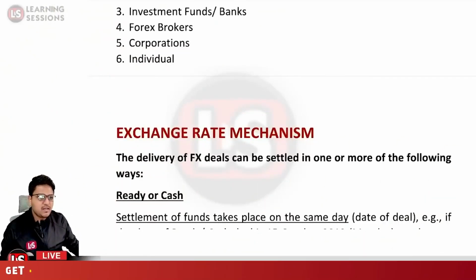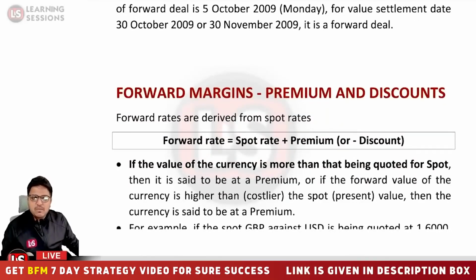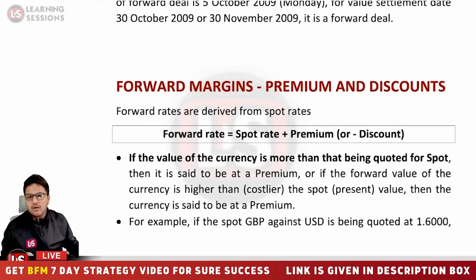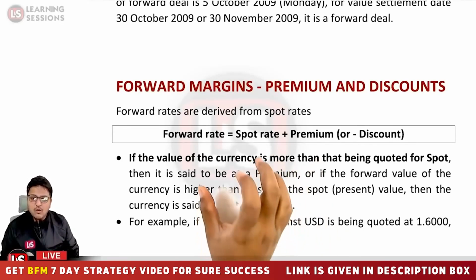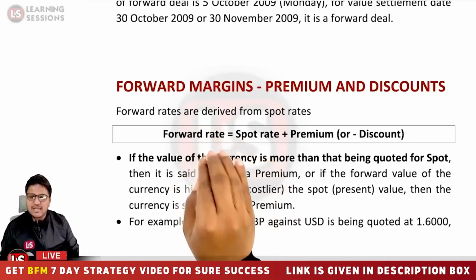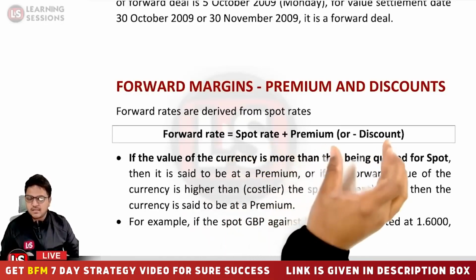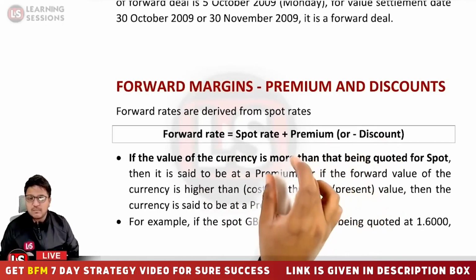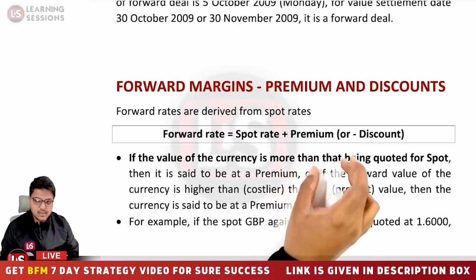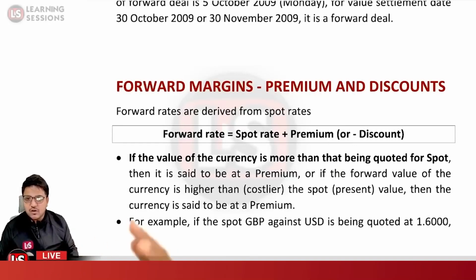Now let us have a look at the other aspects of it. So it is related to forward margins, premium or discount. Now how do we calculate the forward rate? The simple line over here says that the forward rate is calculated from the spot rate itself. So it will be the spot rate plus or minus the premium or discount. Now what is the premium and what is the discount? If the currency tomorrow or after some time is available at another price than today's price, the currency is not available at par.